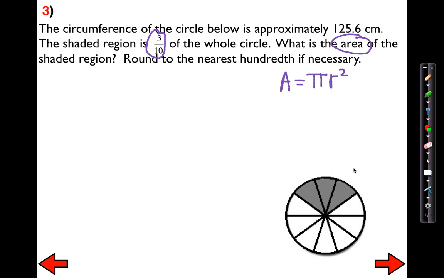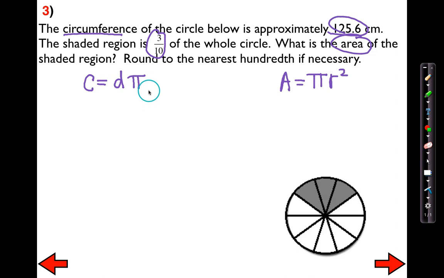But let's think for a second. I would need radius for this, and the radius was nowhere mentioned in the information given. So what could I do? Well, I got to work with what I'm given. They told me the circumference is 125.6, and that's pretty important information. So what we're going to do first is start with the formula. The circumference is derived by taking the diameter and multiplying it by pi.